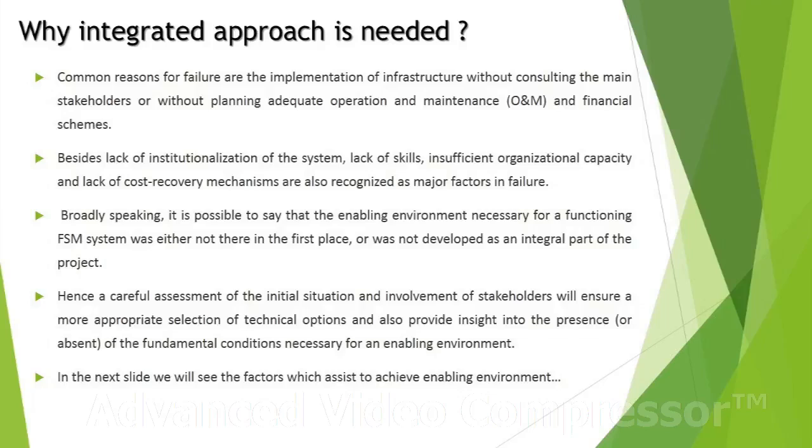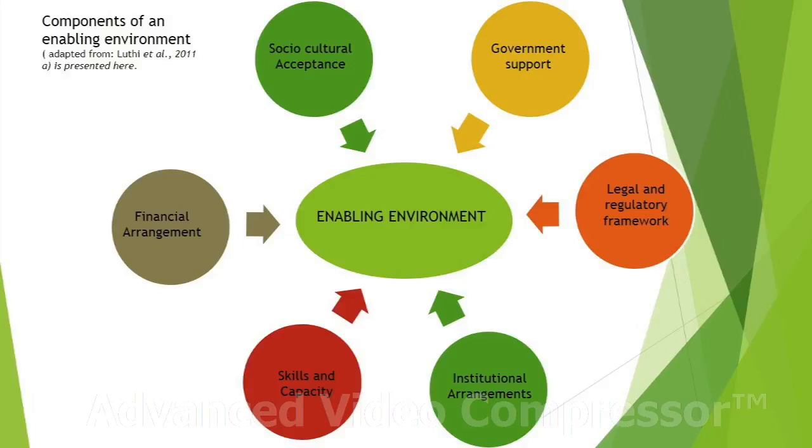In the next slide, we'll see the factors which assist to achieve an enabling environment. The components of an enabling environment we can see are socio-cultural acceptance, financial arrangement, skill and capacity, institutional arrangement, legal and regulatory framework, government support. These all will be favorable. In that case, it will land up with an enabling environment that will create an integrated approach to the FSM system.